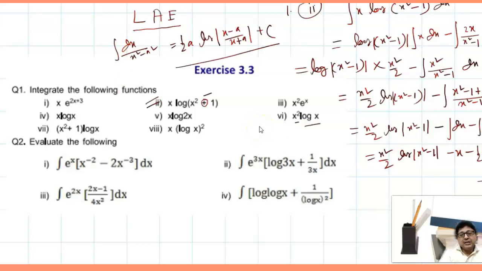Here log x first, x square second. Here x square first, e to the power x second. By using this ILATE rule, inverse, logarithmic, algebraic, trigonometric, exponential, you can get. Here log x whole square first and x second. You proceed, you can get.